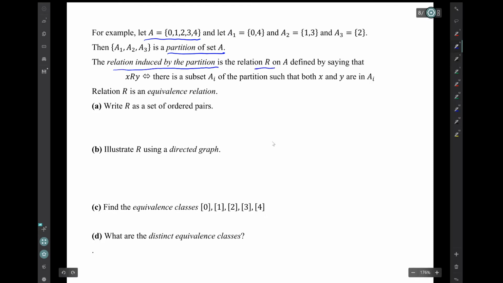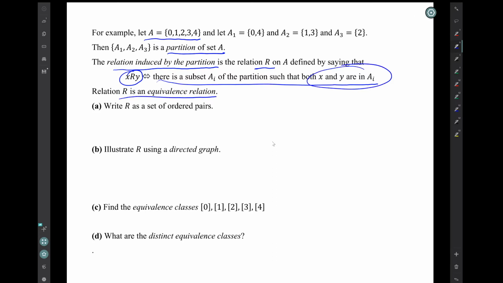We're going to give it the name R, and we're going to define it by saying this. X is related to Y means that there's a subset in that partition that X and Y are both in. So that relation R is an equivalence relation. So question A is to write R as a set of ordered pairs.